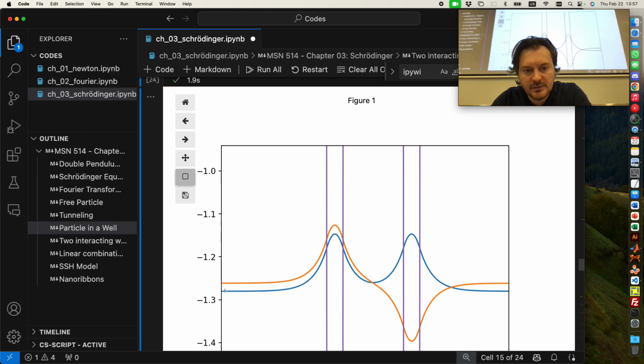Do you see there is a bonding state that has just a little bit lower energy. Remember, I'm shifting them according to their energies. And there is another one that has slightly higher energy. Okay?